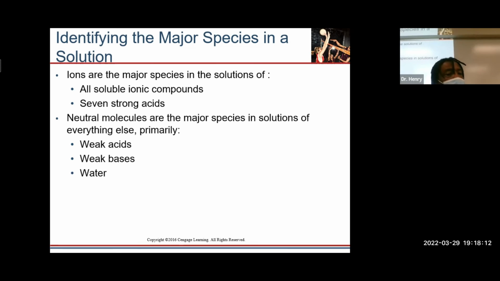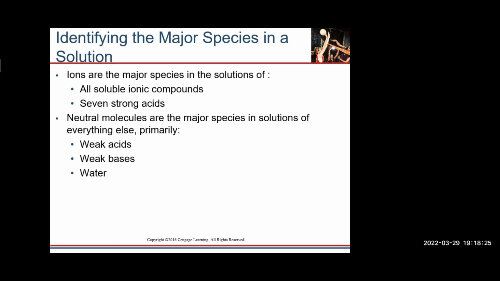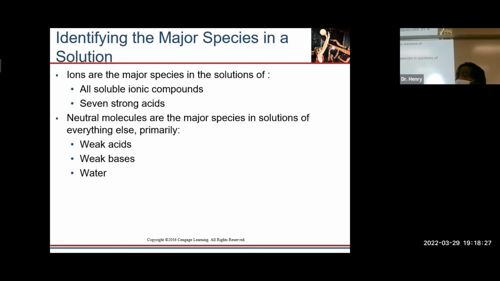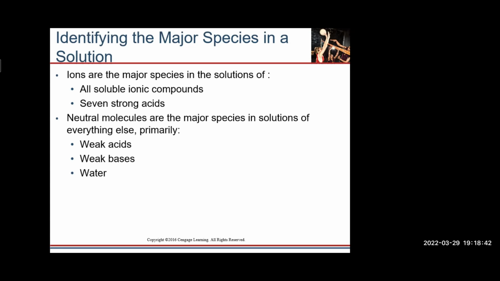So if you identify the major species, right? We know that strong acids are going to do what? Are they going to ionize or are they going to remain unionized? Ionize. They're going to ionize almost completely. And weak acids, they're going to stay together. They're going to remain unionized.